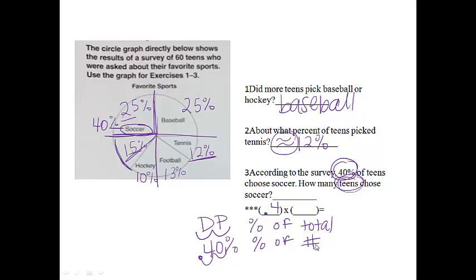Alright, so what are we going to multiply that by? What's our total? Our total or our whole number? Well, I don't know. The question didn't tell me, but this question did over here. 60 teens. That was our whole. So 40% of 60 teens total.